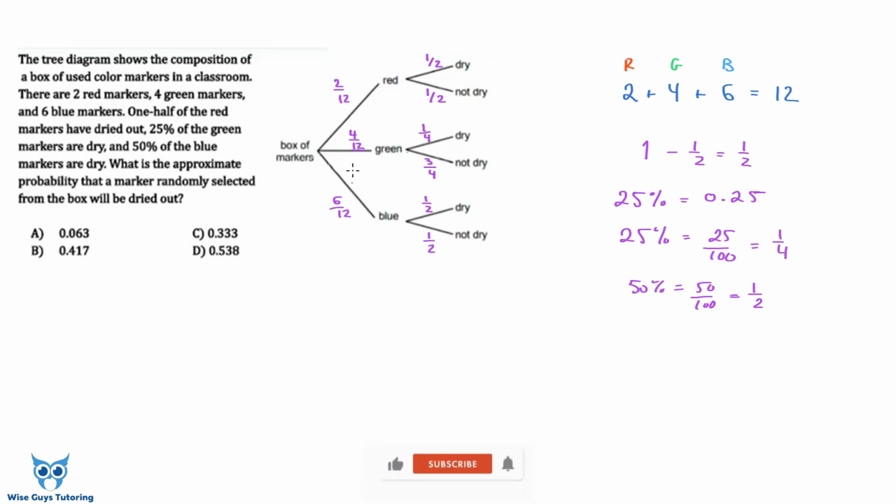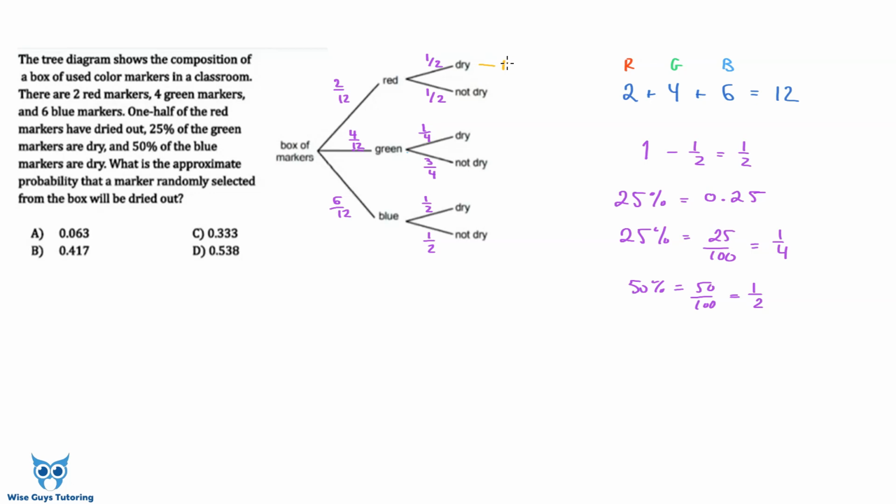Okay, so now we've done the bulk of the work because we put the probabilities of each branch. Now let's see what they want to know. What is the approximate probability that a marker randomly selected from the box will be dried out? So this is where it comes to each branch.